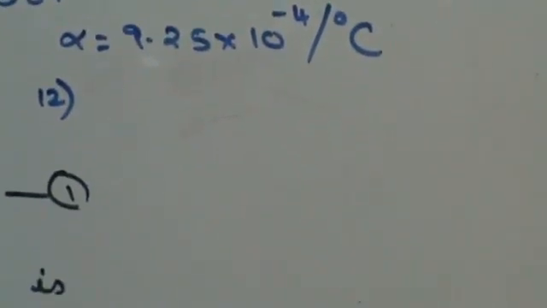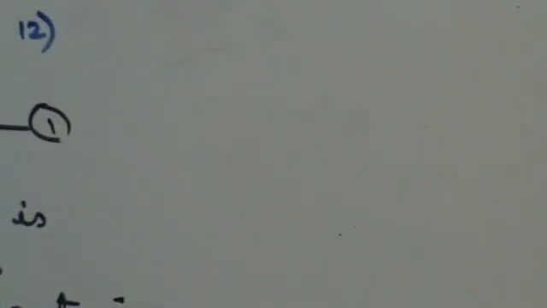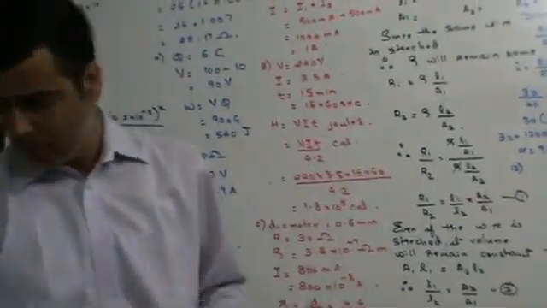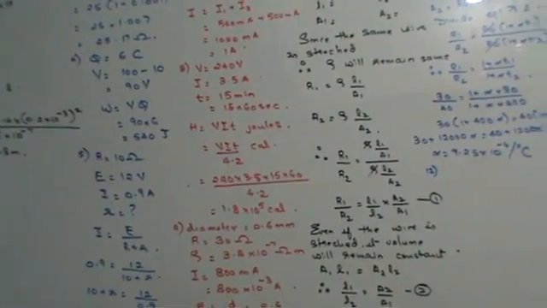Three wires of equal length are made up of the same metal.